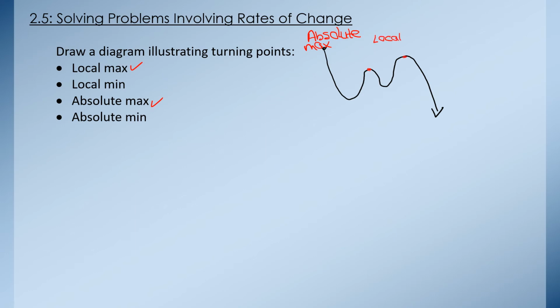We had local maximums here and here. The next one we're going to talk about is the absolute minimum. Absolute minimum would be the very lowest the curve gets to. Because of the arrow on the bottom here, this graph has no absolute minimum because it goes to infinity. No absolute minimum.